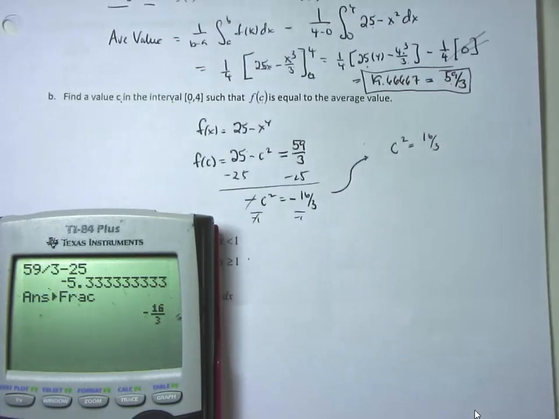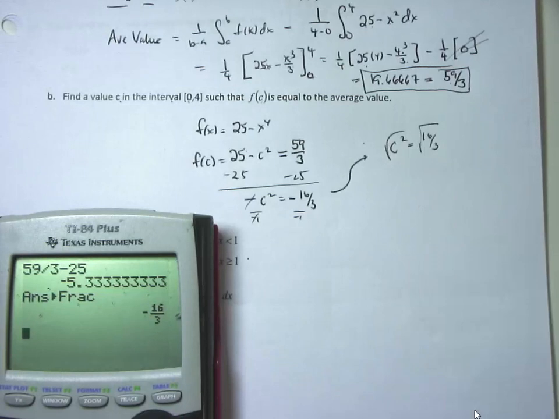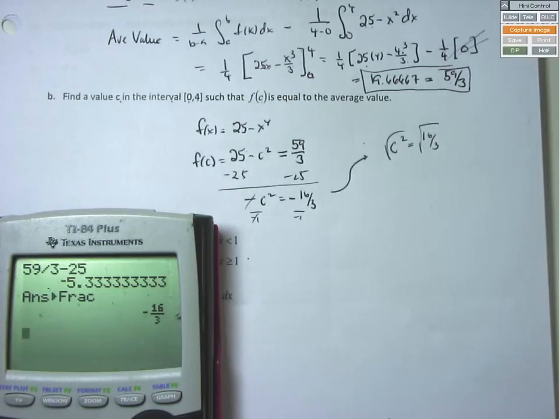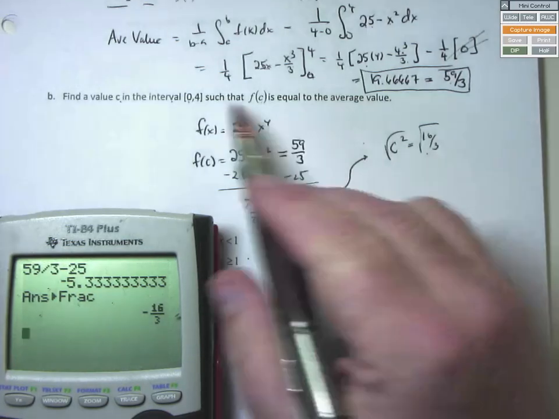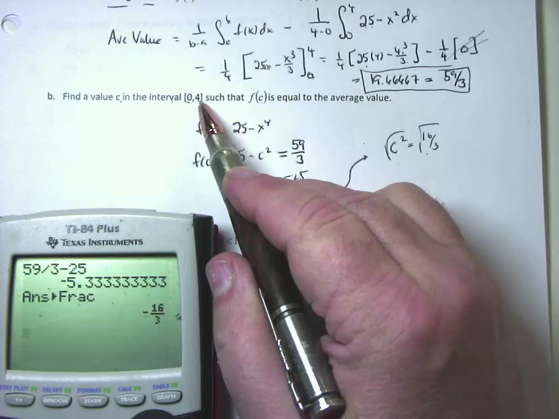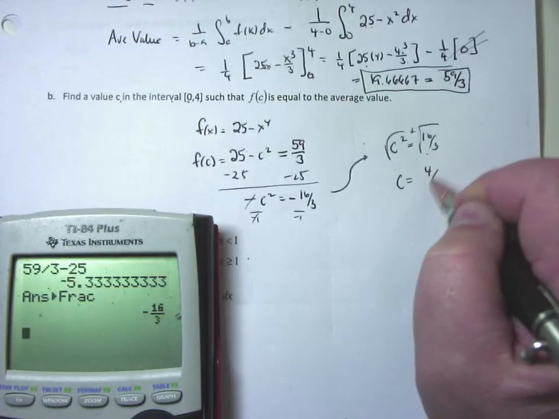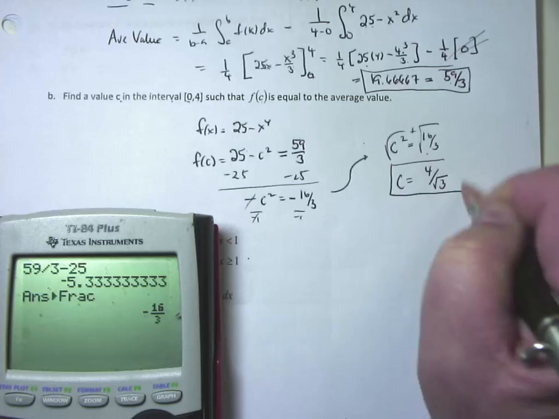And now what's my last move? Square root of both sides. Now officially I'm supposed to take plus or minus the square root, but because the interval is between 0 and 4, which square root do I want? The c is supposed to be in this interval. It's got to be the positive square root. So c equals 4 divided by the square root of 3, and we don't care if we rationalize or not.